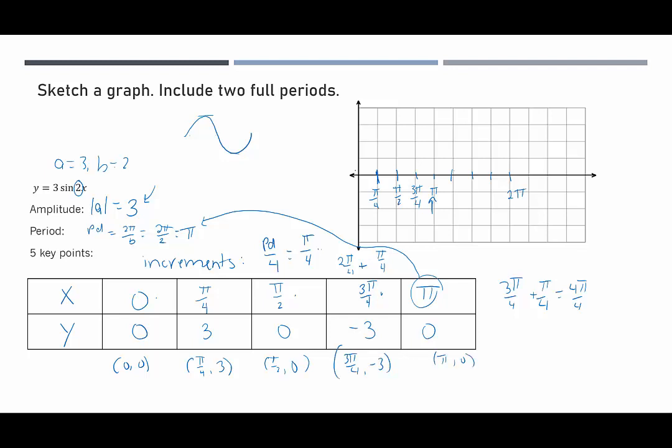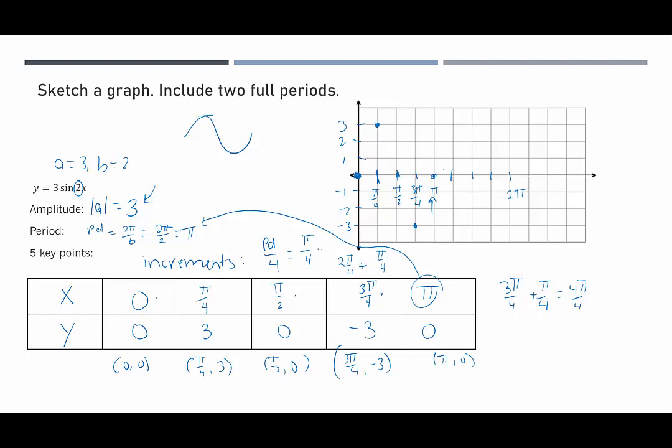So 0, 0, we're going to start here. And now we have to decide what our y-axis is going to be. I think we just go in increments of ones. 1, 2, 3, -1, -2, -3. And then we're going to go pi over 4 up to 3, pi over 2 back to 0, 3 pi over 4 down to -3, pi back to 0.